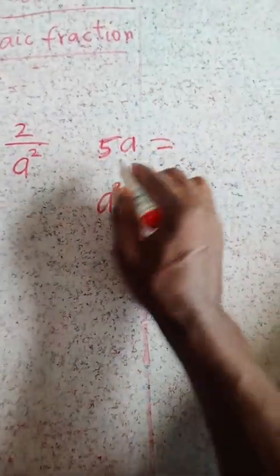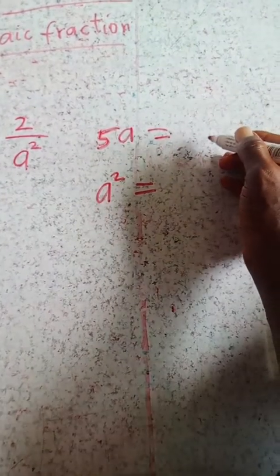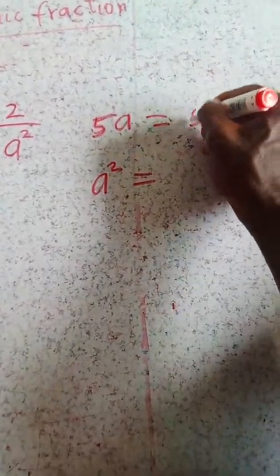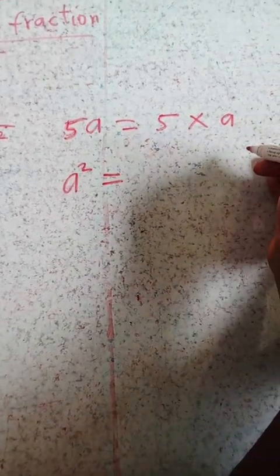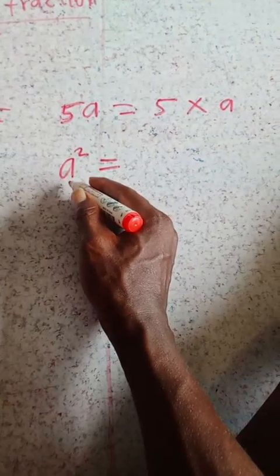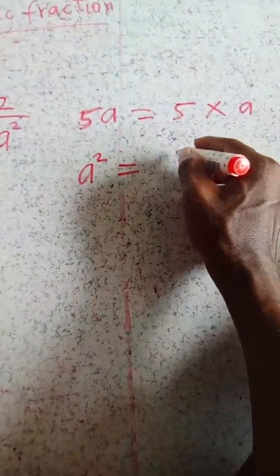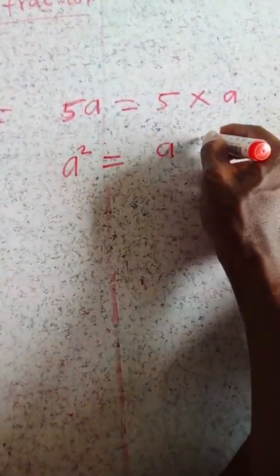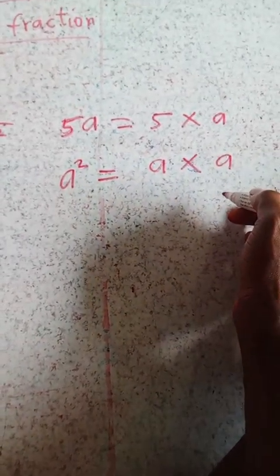So what times what is going to give us 5a? 5 times a is going to give you 5a. What about a squared? What times what will give you a squared? A times a is going to give you a squared.